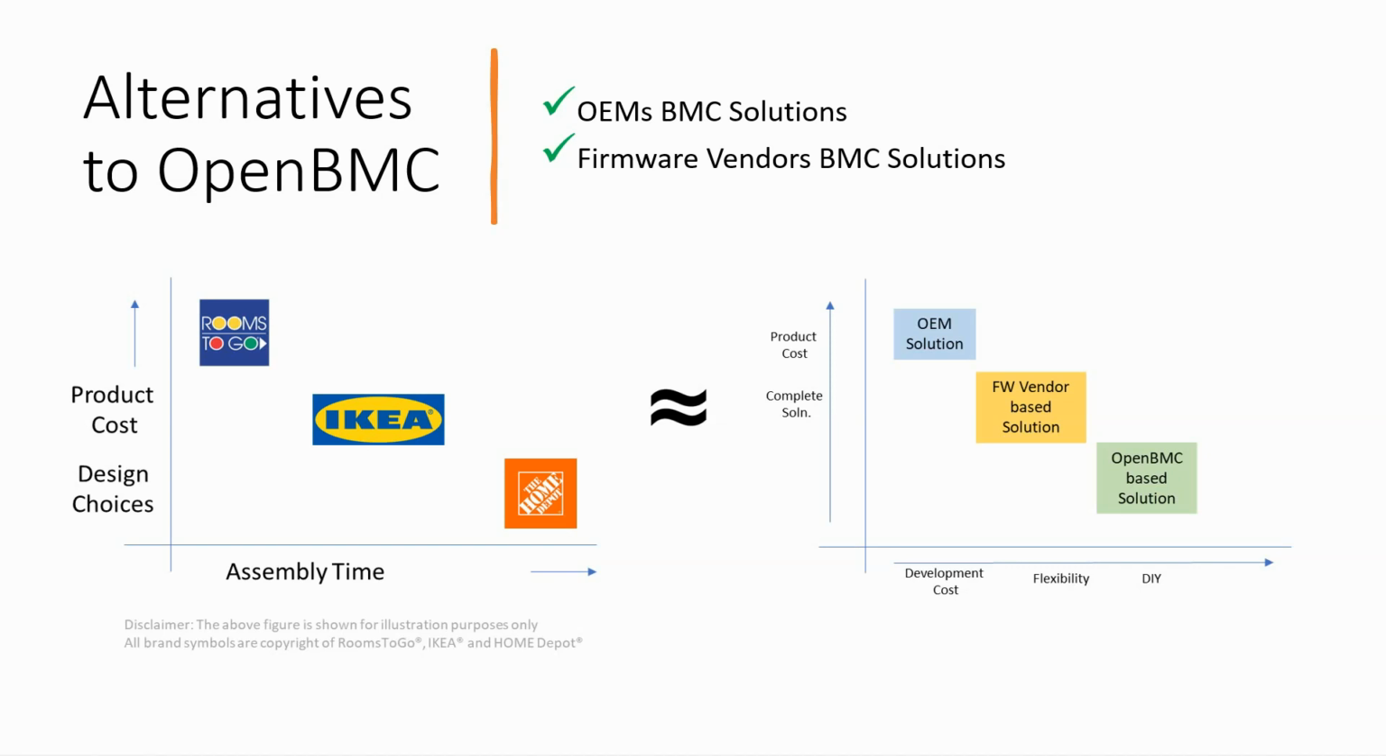Rooms To Go is fully baked furniture, so the cost is high because the design choices are already pre-made, and your assembly time is extremely low. You buy and you deploy.